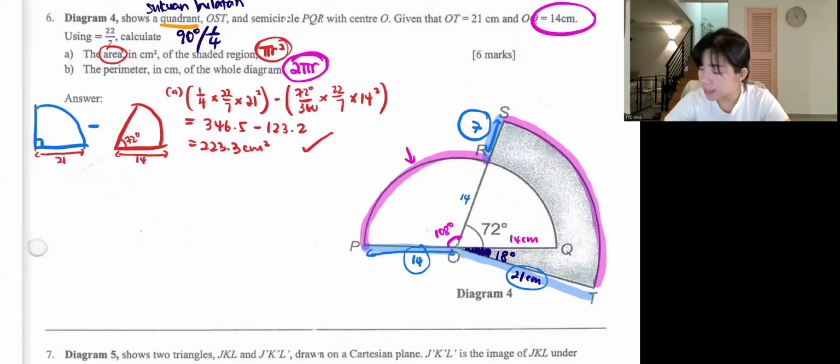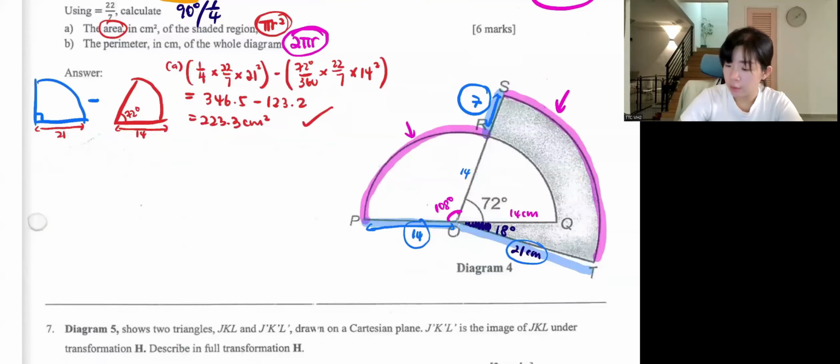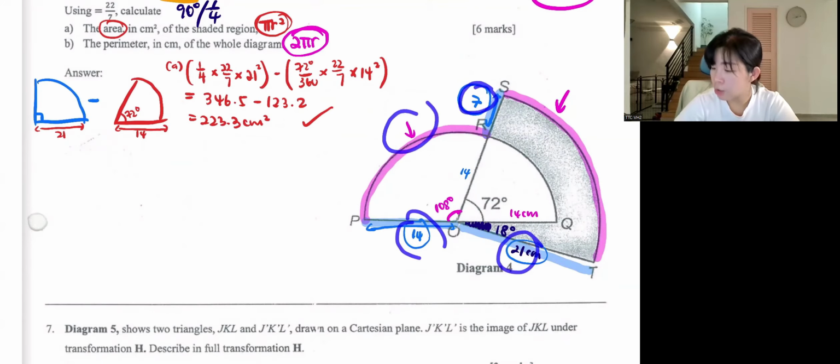And then for this one, ST. ST is the arc for quadrant. So make sure we put the angle 1/4, 2 pi r. Radius is 21. So we have 5 things that need to be added all together. Got 3 straight lines and 2 arcs.